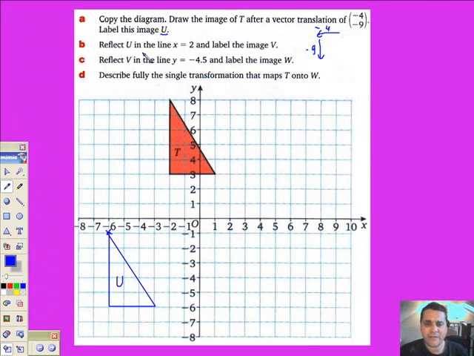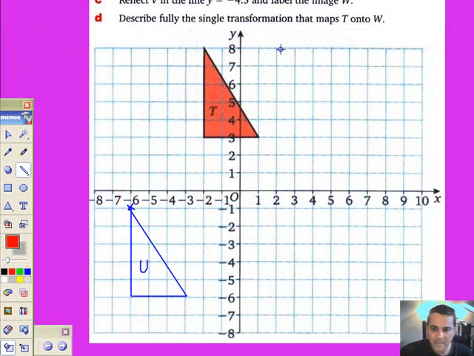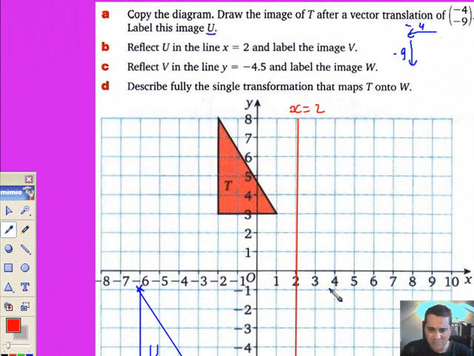It then says reflect U in the line x equals 2. So let's get this facility going now. X equals 2 is this wonderful line here. A bit wonky, but forgive me, I'm doing the best job I can. So that's x equals 2. It's miles away. Anyway, we've got to count really carefully. So let's just count from here.